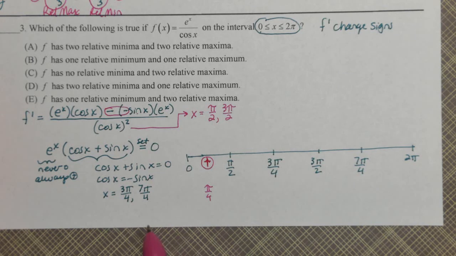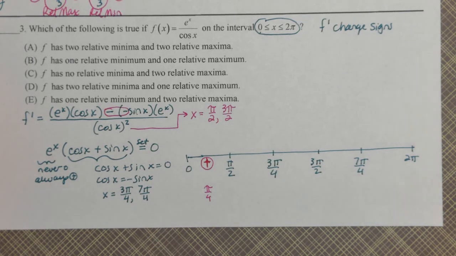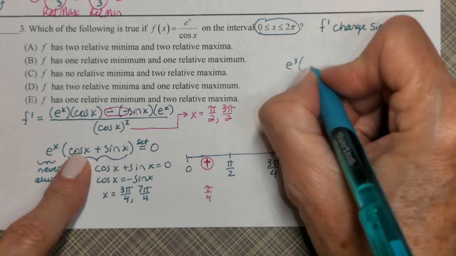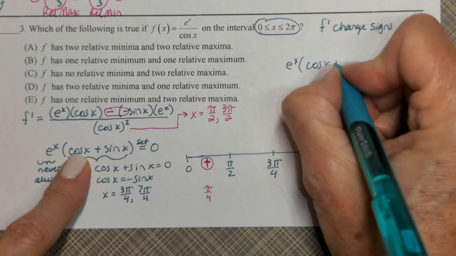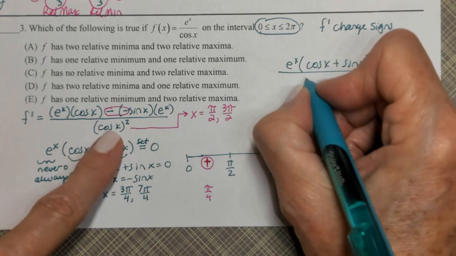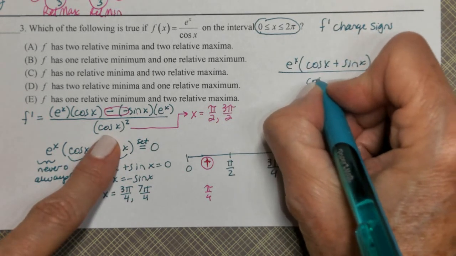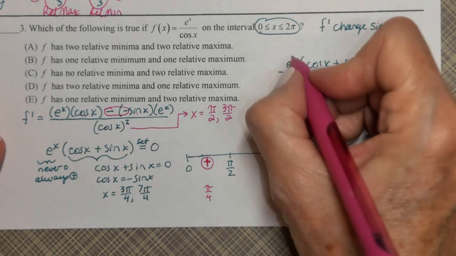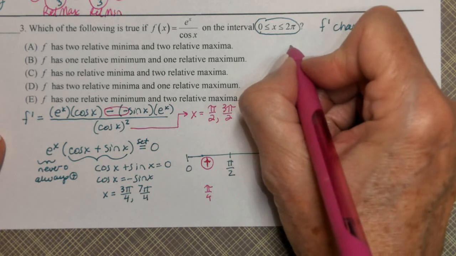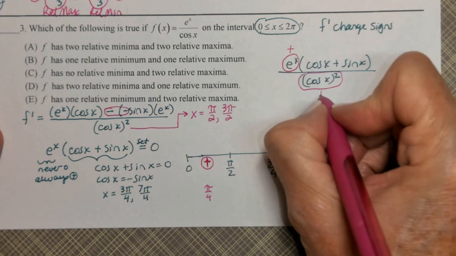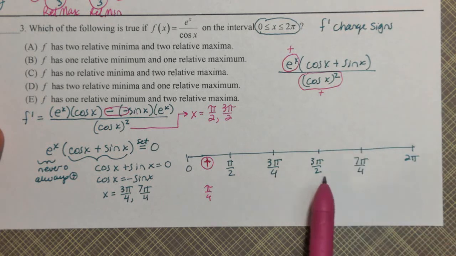Okay? Now, I think what I'm going to do is copy this factor down and put it over that cosine of x squared. I want you to see that this piece is always positive. This piece is always positive.